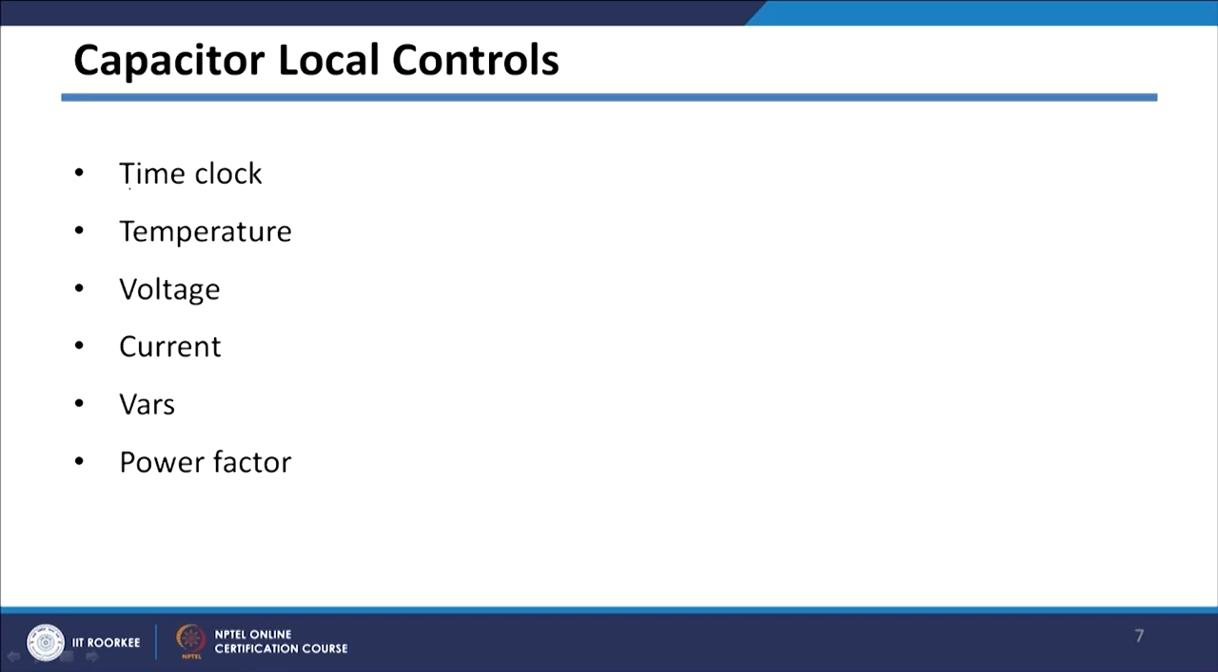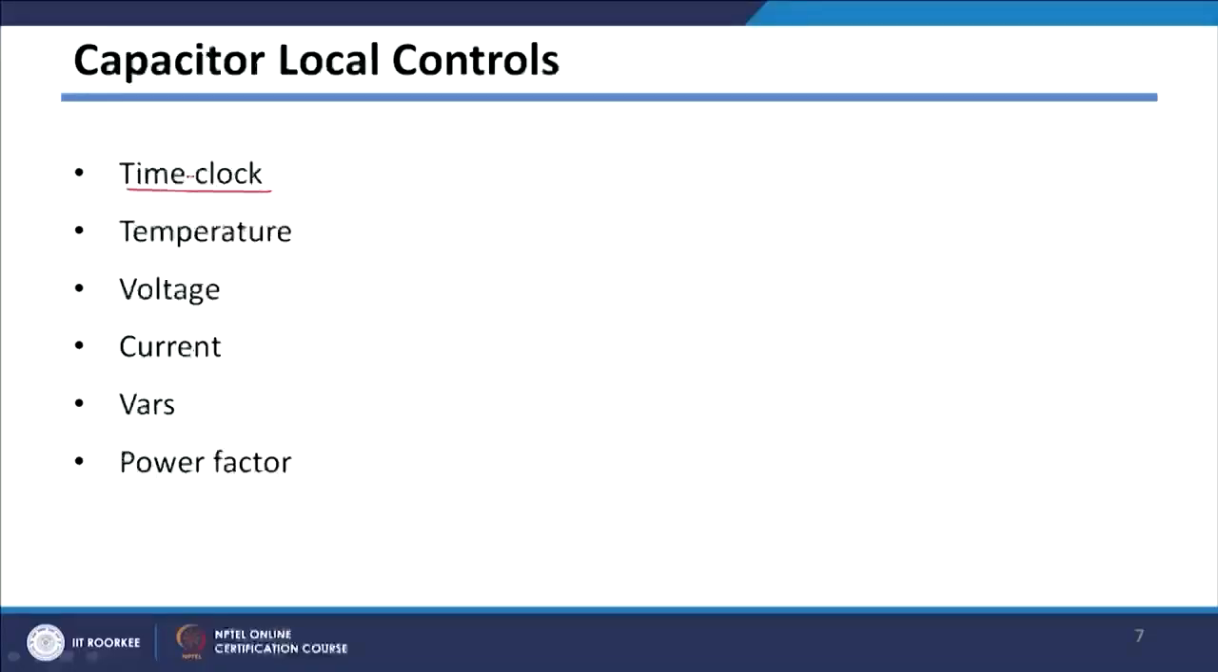So, there are various ways we can control this capacitor, which is based on various controls. One is time clock. Depending upon loading conditions in your distribution system, the capacitor can be switched on and off. Generally we know that at some particular feeder the load is highest from say 5 p.m. in the evening to 9 p.m. So, your capacitor will be switched on at 5 p.m. and switched off at 9 p.m. So, this is called time based.